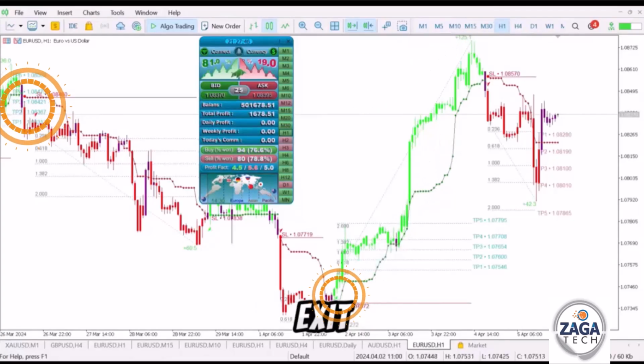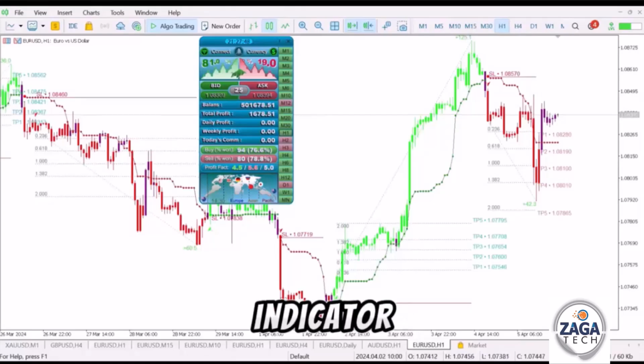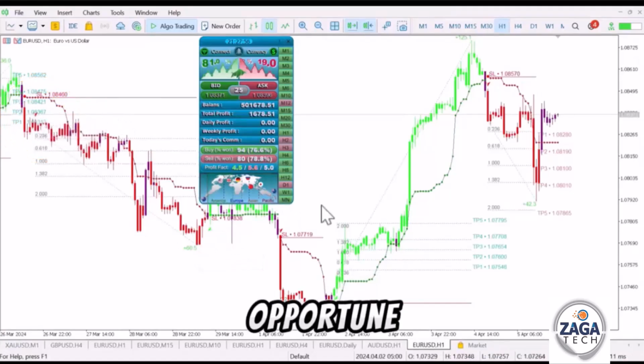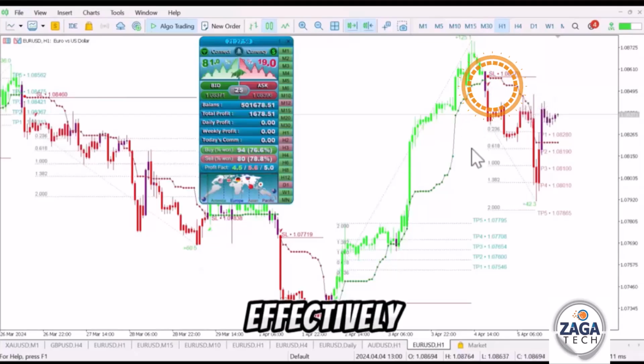8. Entry and exit points and arrows. The indicator identifies optimal entry and exit points in the market, visually displaying them with arrows on the price chart. This helps traders execute trades at opportune moments and manage their positions effectively.